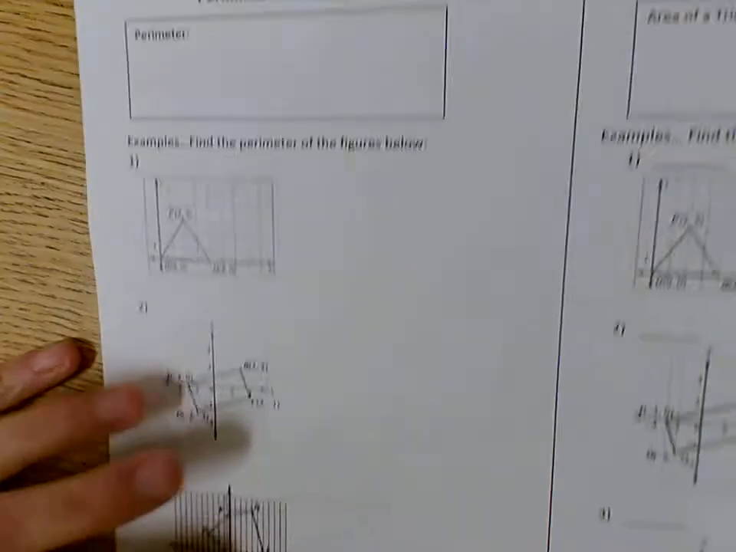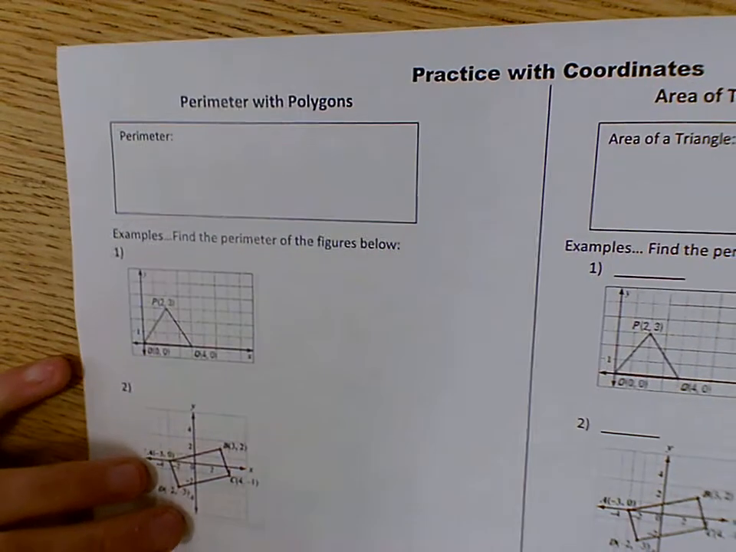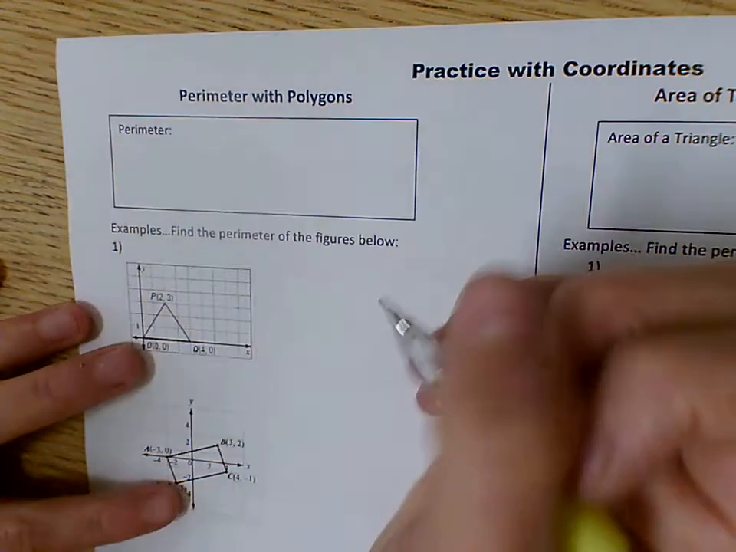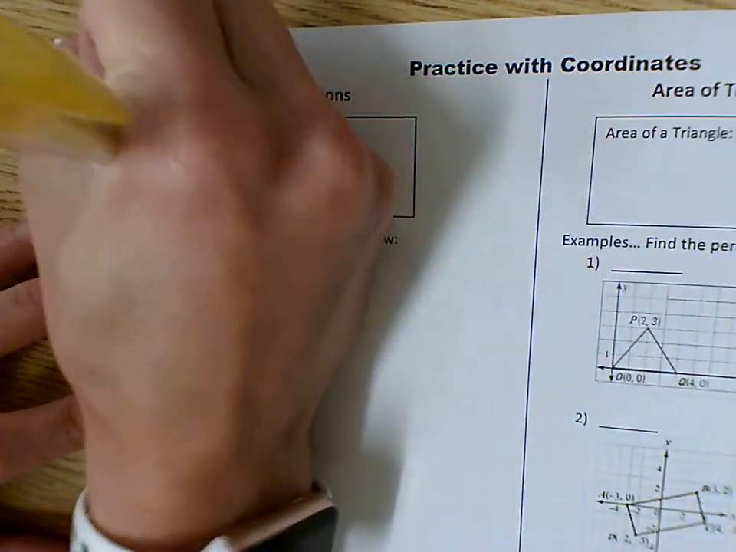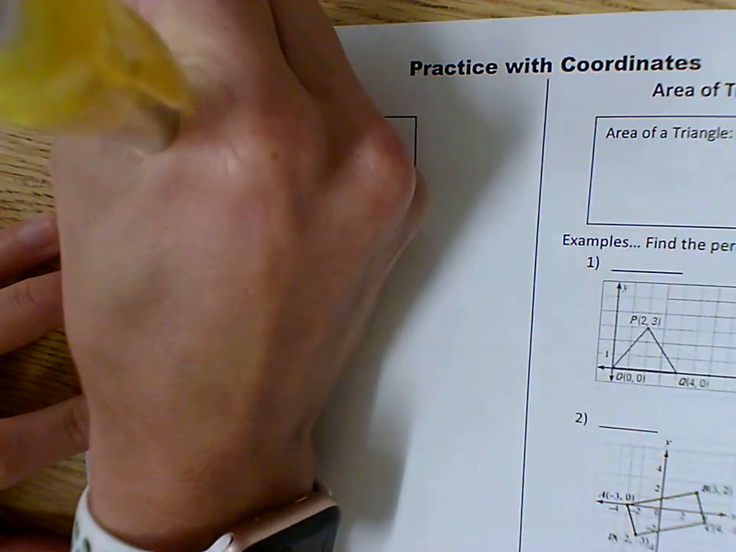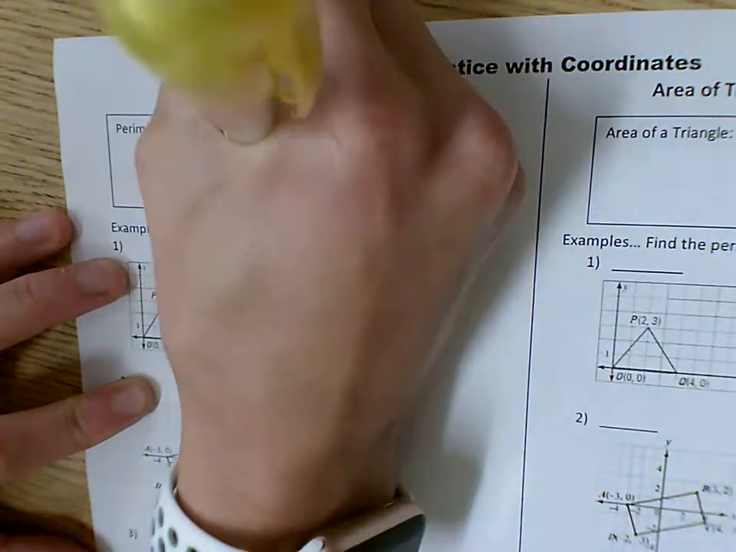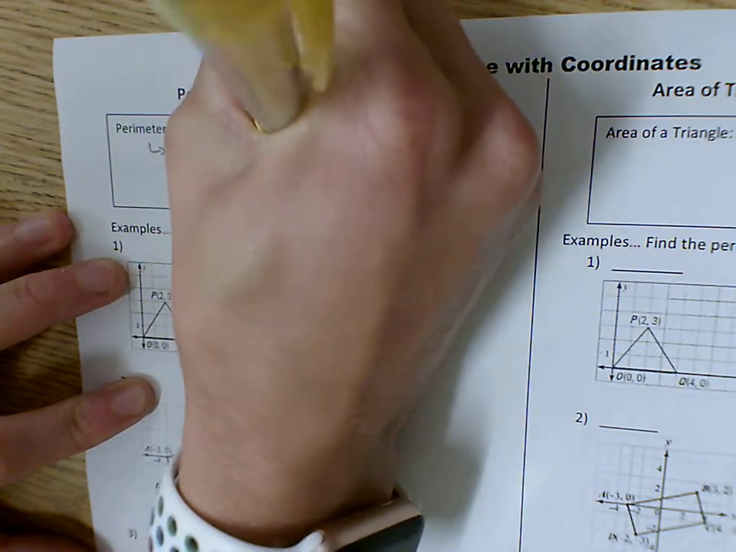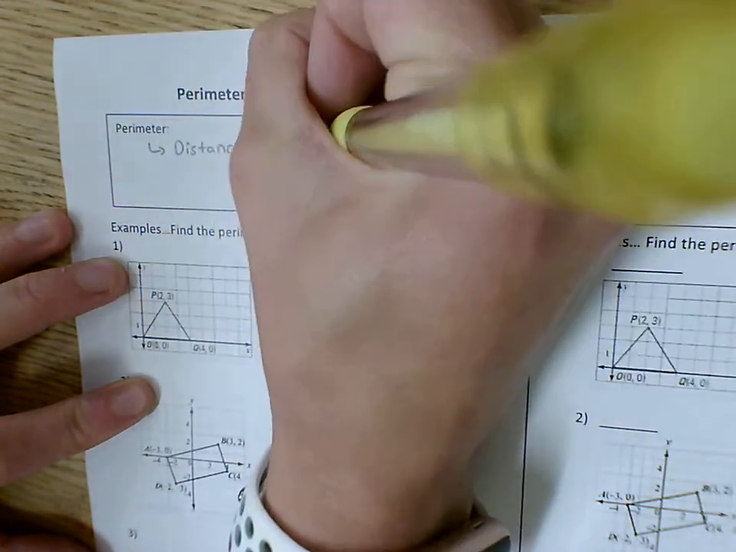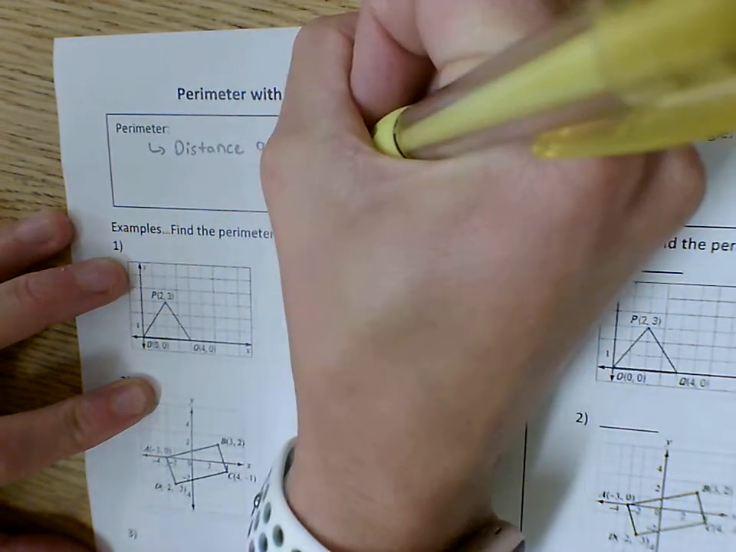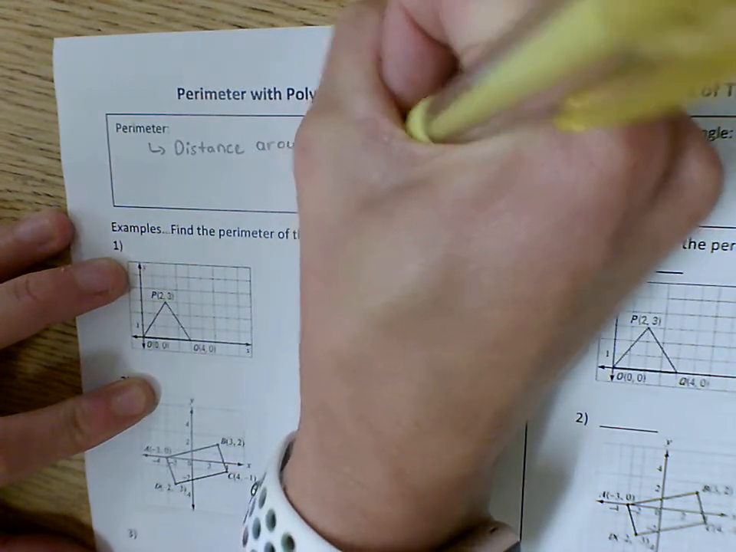So to find the perimeter of a polygon, we're going to first review. Remember, perimeter is the distance around the figure. So if you walked around that entire figure, how far would you go? What is the length around the figure? Okay, so that's what perimeter is in general.